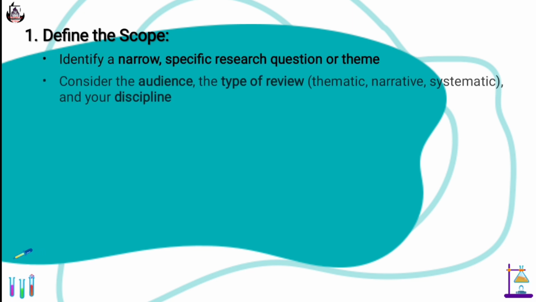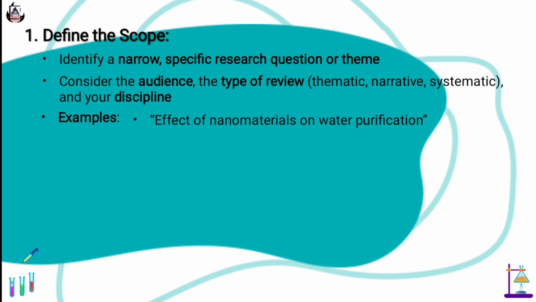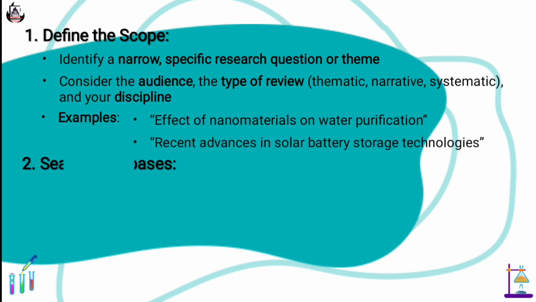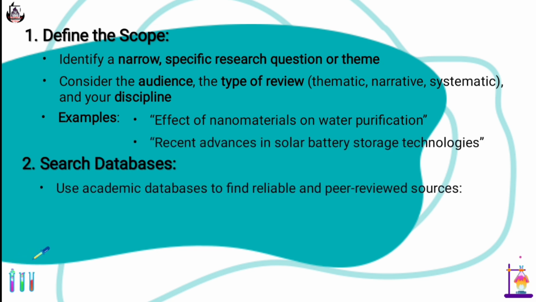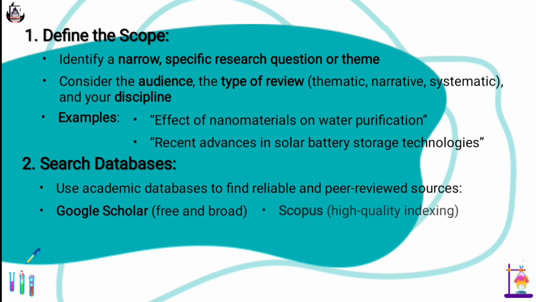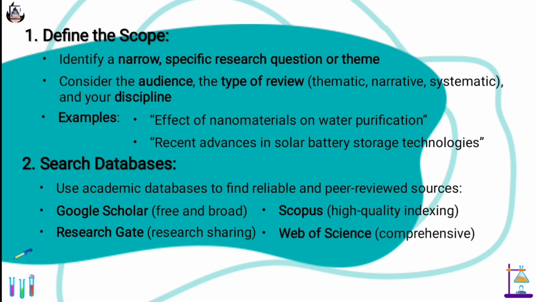Define the scope. Identify a narrow, specific research question or theme. Example, effect of nanomaterials on water purification. Next, search databases. Use Google Scholar, Scopus, and ResearchGate for your literature review.